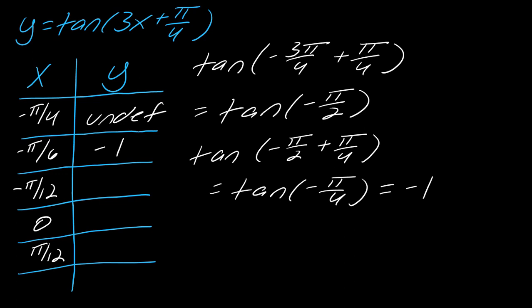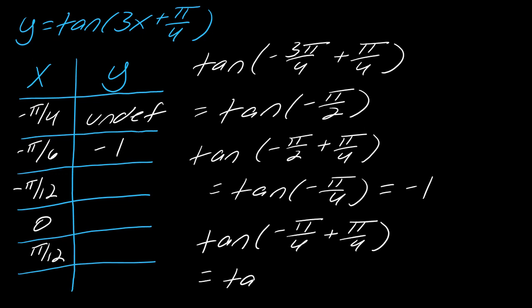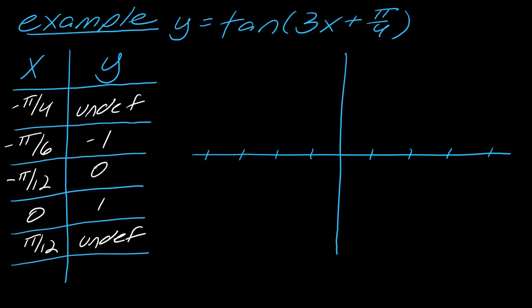Then if I plug in negative pi over 12 into this, this will simplify to tangent of negative pi over 4 plus pi over 4. So that's tangent of 0, so that just equals 0. And then if I plug 0 into this guy, this will just come out to be 1, because tangent of pi over 4 is equal to 1. And then when I plug in tangent of pi over 12 back into this, this will give me another undefined. So I have all my y values. All right, so now I can keep going.